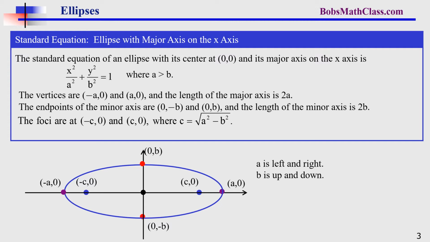There's actually two formulas, one on the next slide that we're going to give. Just remember that inside the radical, you can never get a negative. If you get a negative, something's wrong. Okay, so just remember, I put a little note here next to the graph. A is left and right, and B is up and down.